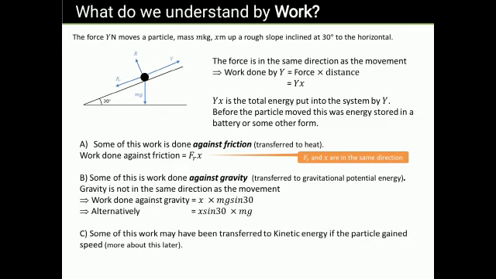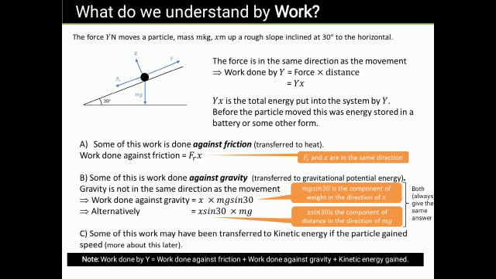Some of the work is done against friction. Friction is produced when two particles are in perpendicular contact. Here F1 and X2 are in the same direction. Work done over the given distance y is calculated as work done against friction plus work done against gravity plus kinetic energy gained.